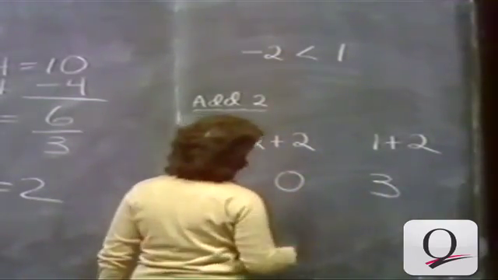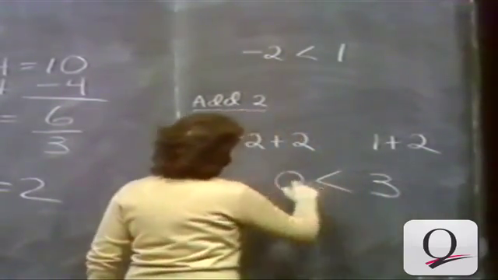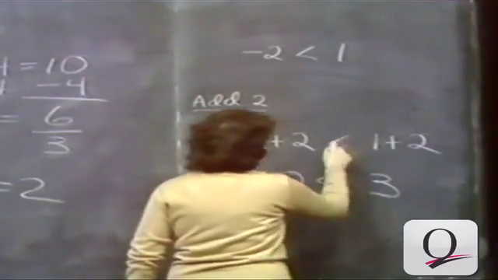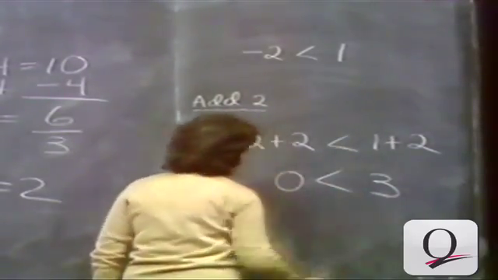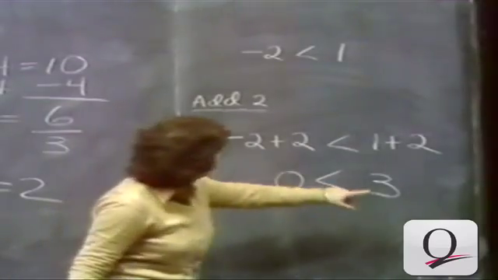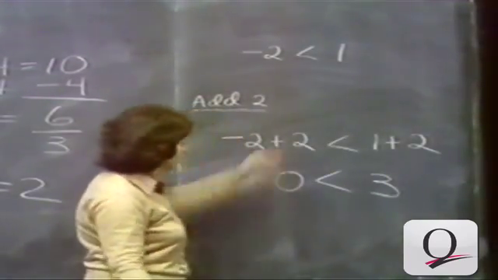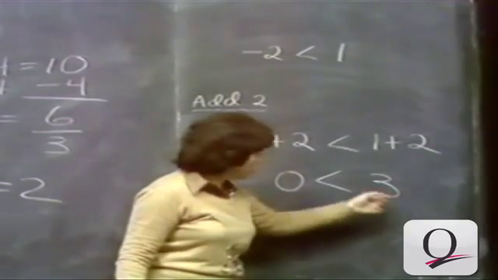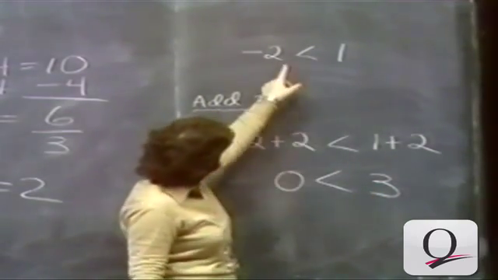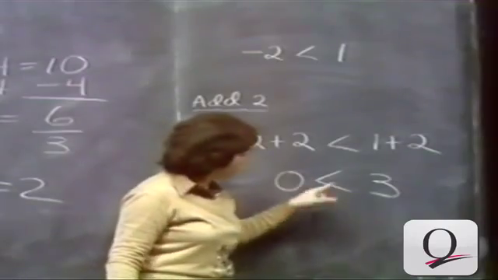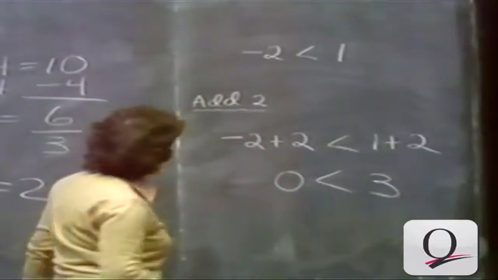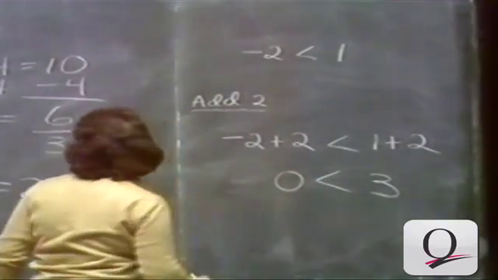And we notice that the inequality that results is also true. 0 is less than 3. It is also a less than inequality. So apparently, if we add the same number to both sides of the inequality, we get an inequality which is also true. And if the original inequality was a less than inequality, so is the one that we have here. Okay, let's try some other things.